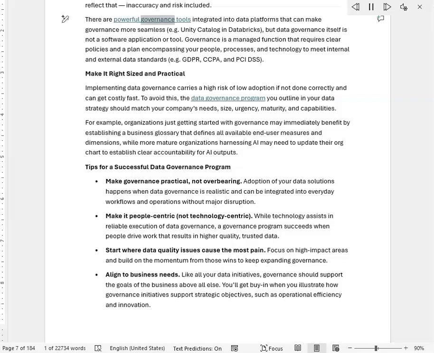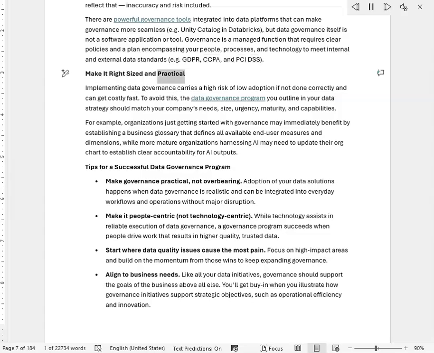There are powerful governance tools integrated into data platforms that can make governance more seamless, e.g. Unity Catalog and Databricks, but data governance itself is not a software application or tool. Governance is a managed function that requires clear policies and a plan encompassing your people, processes, and technology to meet internal and external data standards, e.g. GDPR, CCPA, and PCI DSS.